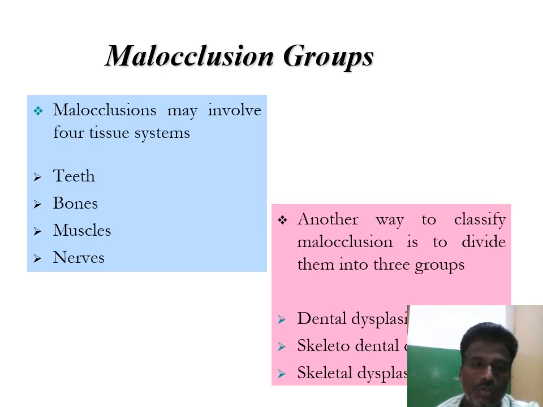Malocclusion groups: malocclusion may involve four tissue systems: teeth, bones, muscles, and nerves. Another way to classify malocclusion is to divide it into three groups: dental dysplasia, skeletodental dysplasia, and skeletal dysplasia.